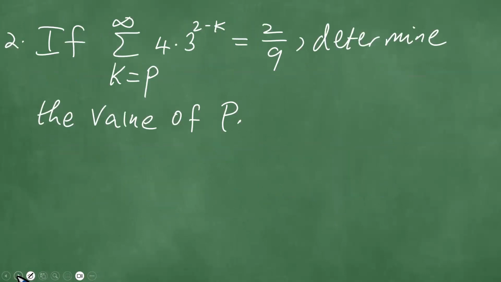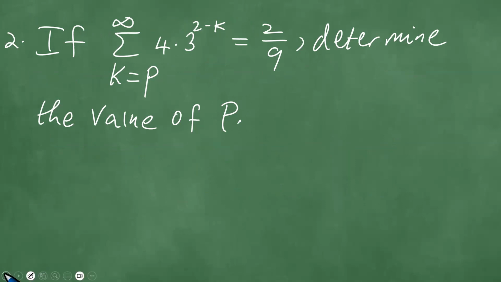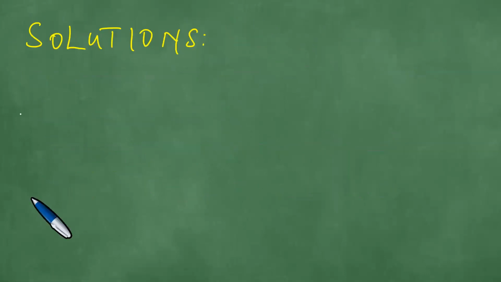Okay, and then in the next case, determine the value of p if the sum is this. Okay, now let us solve this. Very straightforward. Now we have this one first. How do we therefore prove that this is a convergent geometric series? How do we prove the convergence? Right, to prove the convergence, we first write down the question. Number 1.